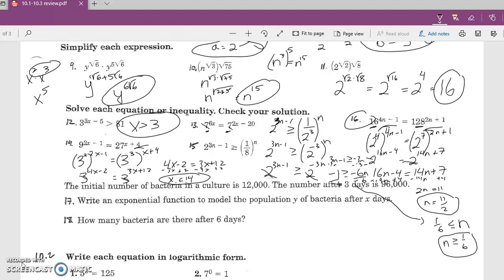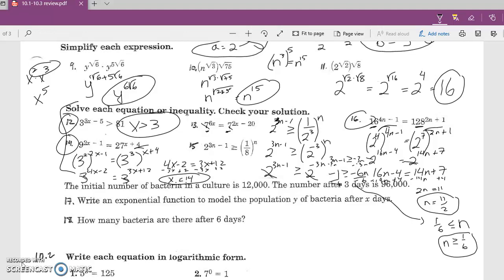So all of these problems in here, just to summarize, you always need to get the same base on both sides, and once you have the bases the same, you can sort of cut the base out of the problem and just work with the exponents. So that's true whether it's an inequality like number 12 or whether it's an equality like number 14.